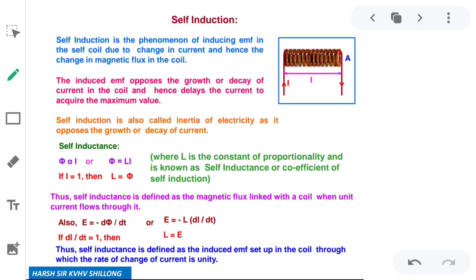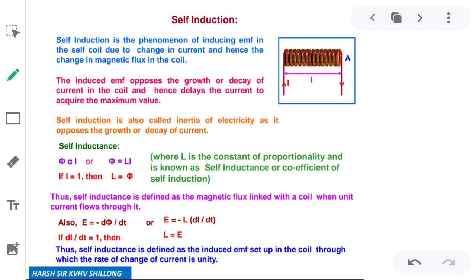Next topic, self-inductance. Induction means to induce current. Self-induction means to induce itself. So what is self-induction? It is the phenomenon of inducing EMF in a coil due to change in current and hence the change in magnetic flux in the coil. The point is simple: you have taken a coil, and in the coil the current is changing. The current is given, not induced. It is given to it, passing through it from another source.